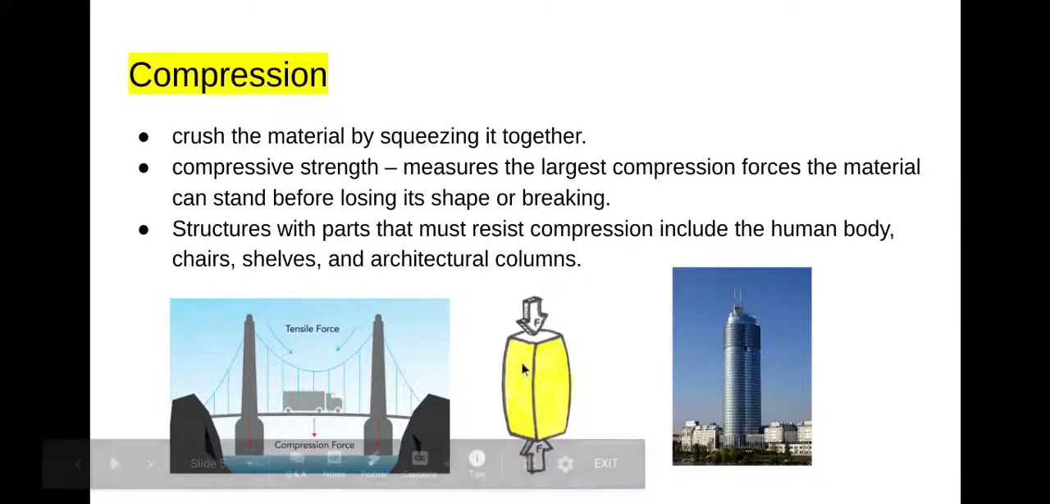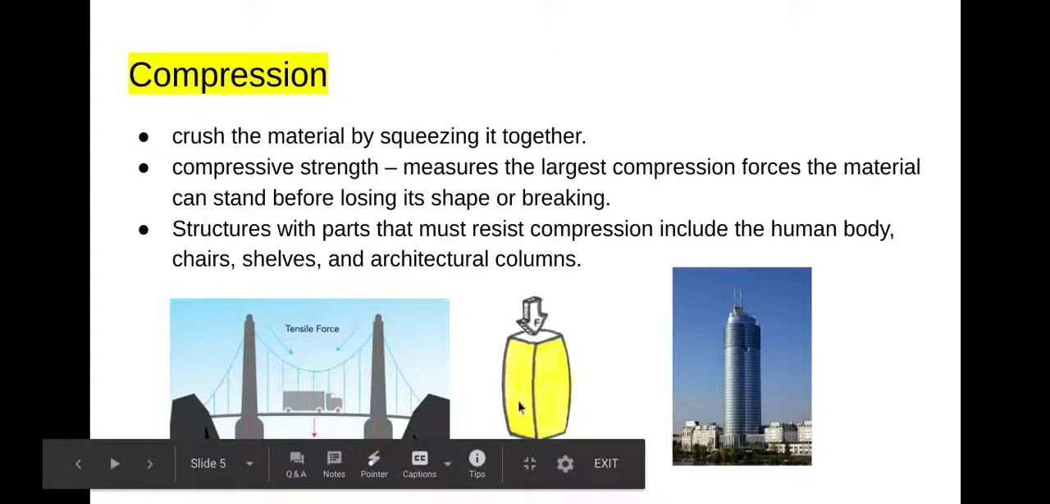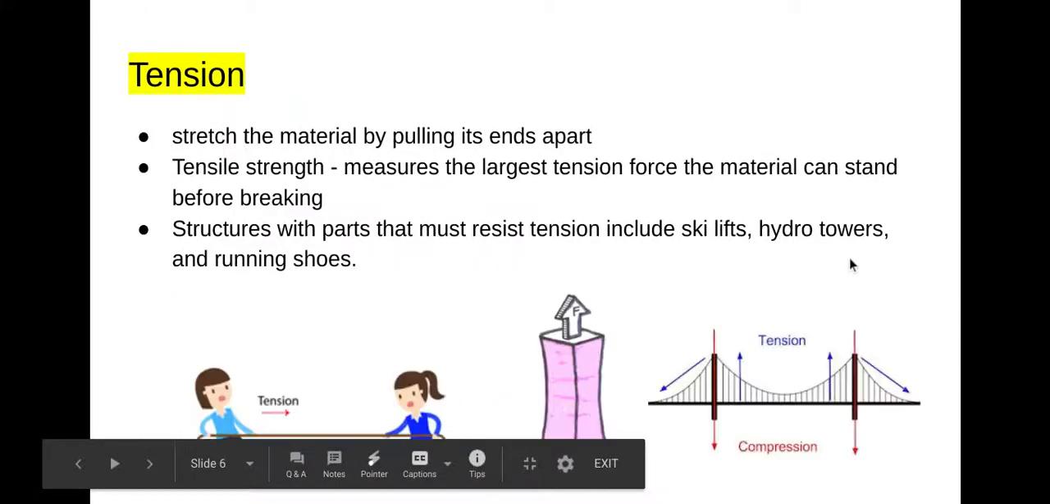You can see that this picture shows you a piece of wood and the two forces are pushing on it. On a bridge, compression forces are the truck pushing down and the amount of force that's putting on the structure below the bridge's surface.